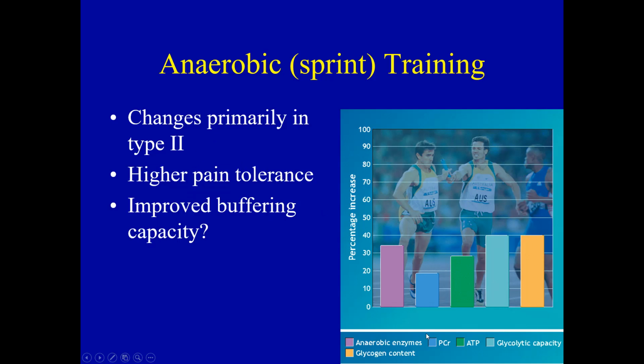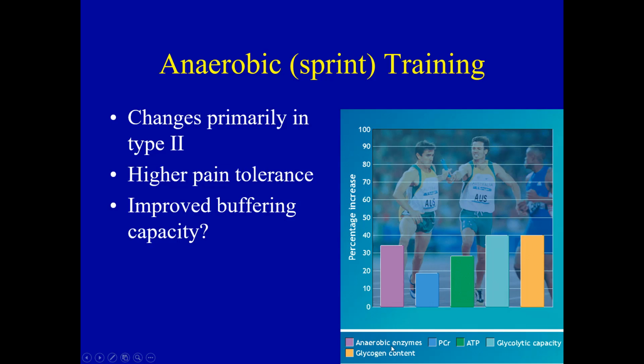I think the main adaptations that they're going to get are going to be shown in this figure. A lot of this is kind of common sense when you think about it. If someone is training the anaerobic pathways, so either the immediate pathway or the glycolytic pathway, you're going to see improvements in those pathways. And this is just the principle of specificity that we talked about.